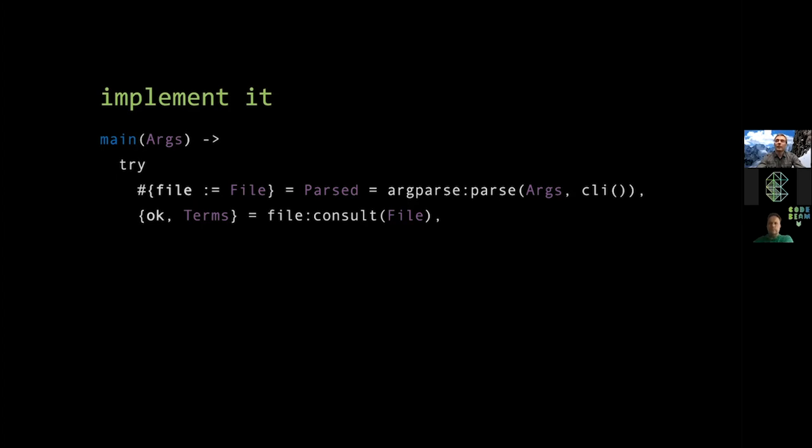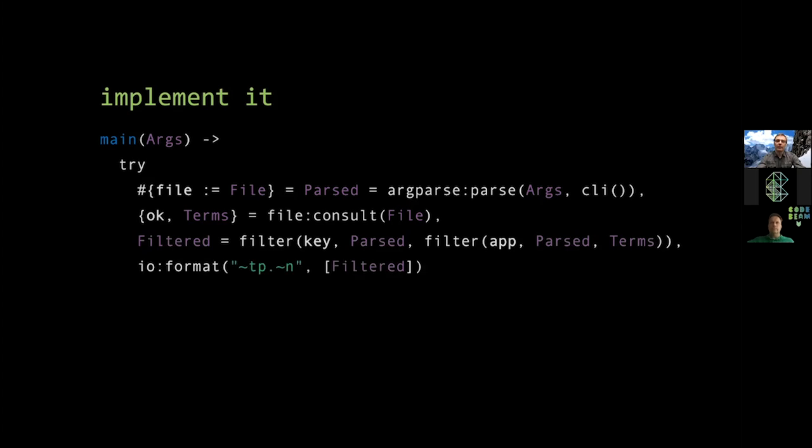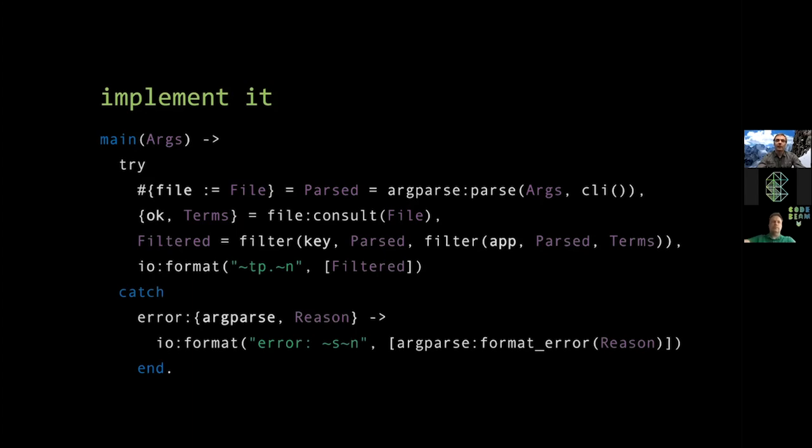Parser returns an argument map with keys corresponding to parsed values. Here, you see the file that is required, and it must be present in the map, so I can just pattern match it. And then I can consult the file to get the terms, and then I can filter by the app and filter by the key. The filter function actually is 6 small lines of code. I will show it later. And yet one more line to actually print the result. And if I want my utility to print errors and usage information, I just need to add these 3 lines.